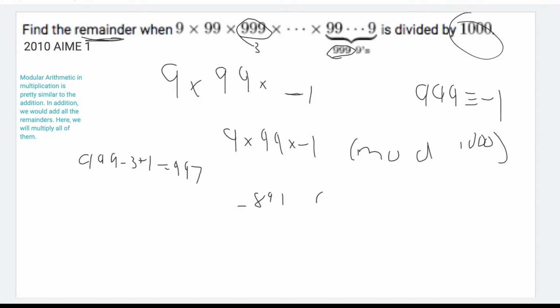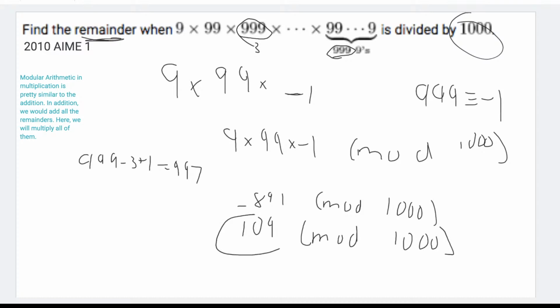The way to simplify this is you can subtract 1000 from it or you can add 1000 to it. Obviously, we want the positive number. So -891, and you add 1000 to it, that's equivalent to 109 in mod 1000. And that is the answer. So this shows the power of modular arithmetic. You can deal with immensely large numbers and find the remainders with just some simple computation. So it's very important to know.